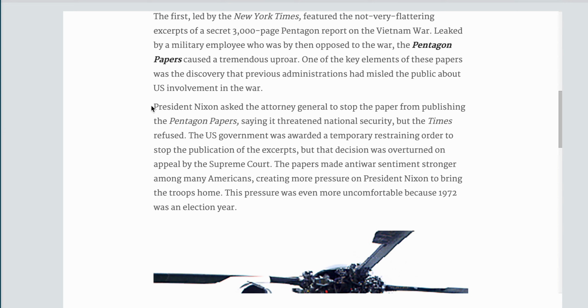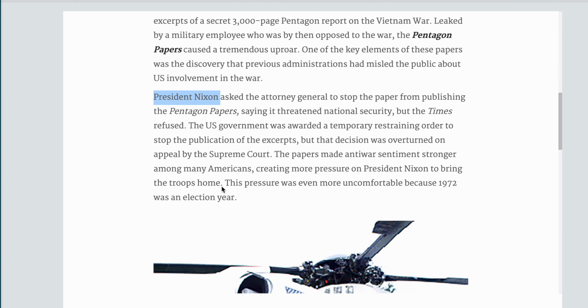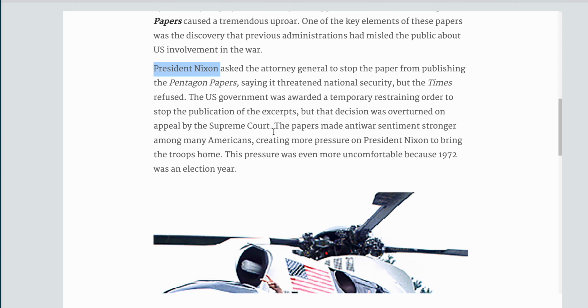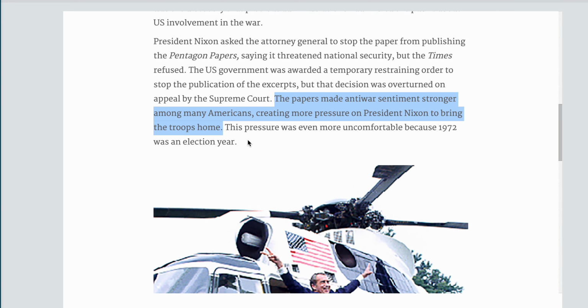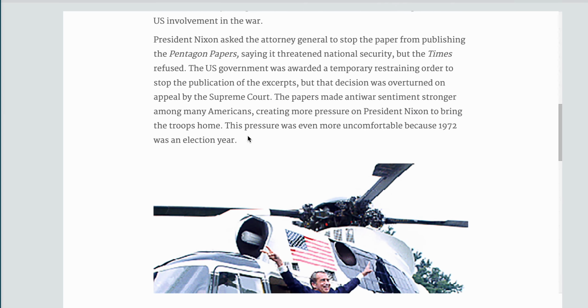And we have here President Nixon trying to stop the leak of the Pentagon Papers, but he was not able to do that. And the papers made anti-war sentiment stronger among many Americans, creating more pressure to bring back the troops and the soldiers who were in the war. And that really happened. They brought back almost all the Americans who were sent to the war during that period of time.